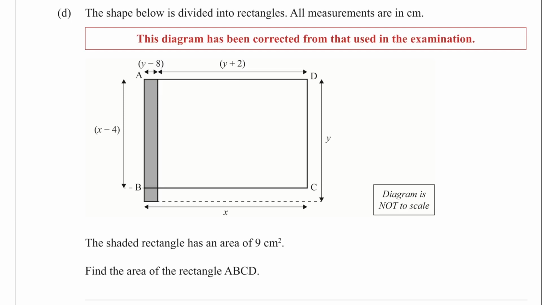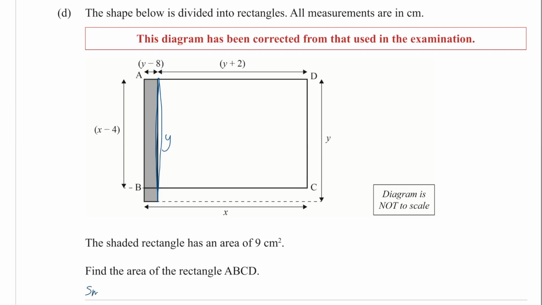So I guess a good place to start is we probably want to use this information, right? It's the only concrete area we have. So how can we form an equation in terms of our variables, x or y, for that area? And then we can equate it to 9 and then solve for an unknown. So I see the height of this small rectangle, this shaded one, is y, right? That's over there. And then the width is y minus 8.